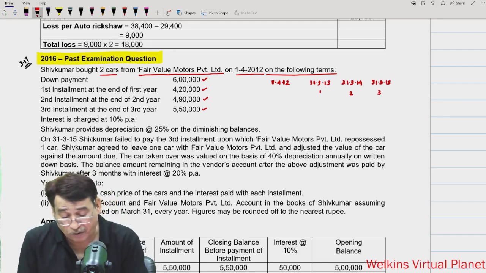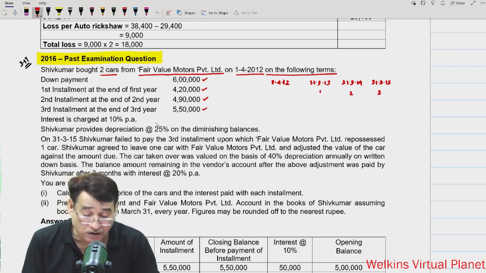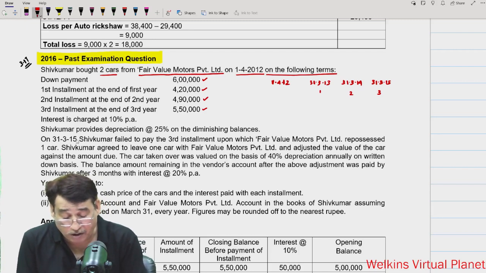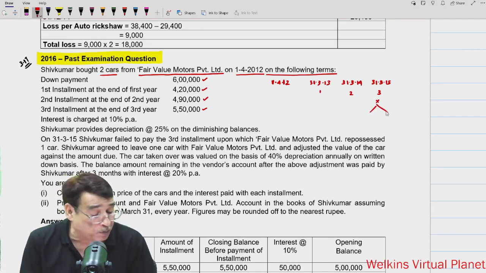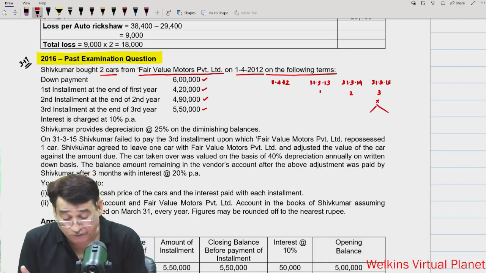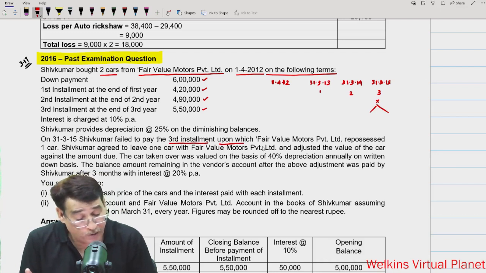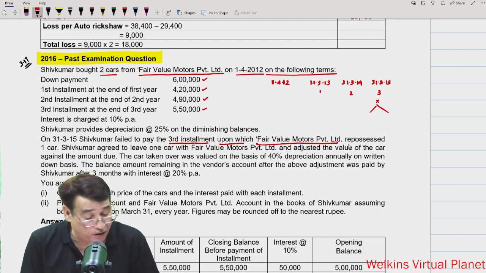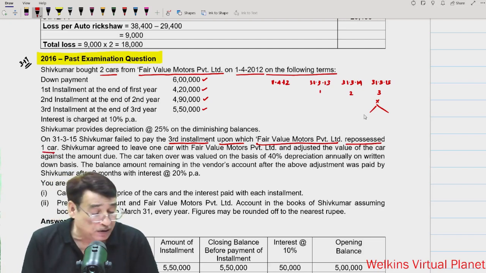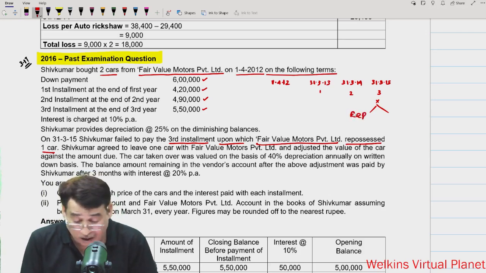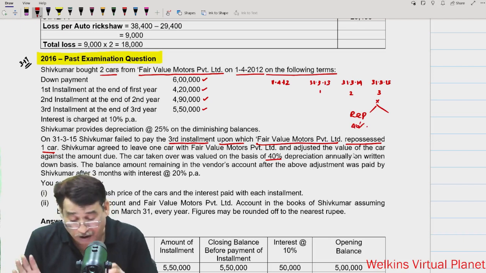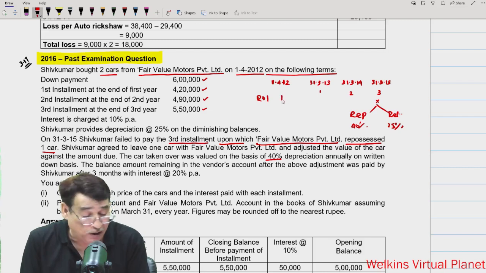Now, question further says that Shiv Kumar provides depreciation at the rate of 25%. So, purchaser's rate of depreciation is 25%. And on 31/3/2015, so on this date, default has been made. Shiv Kumar failed to pay the third installment, upon which Fair Value Motors Private Limited, that is the name of the vendor, repossessed one car. So one car has been repossessed, and repossession has been done on 40% depreciation annually on written down value balance. Correct? Both are having written down value, and one car which is retained by Shiv Kumar, and Shiv Kumar's rate of depreciation is 25%. And rate of interest in this particular question is actually 10% per annum, correct?